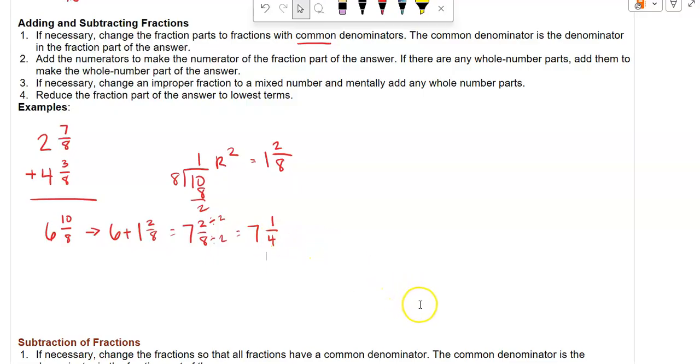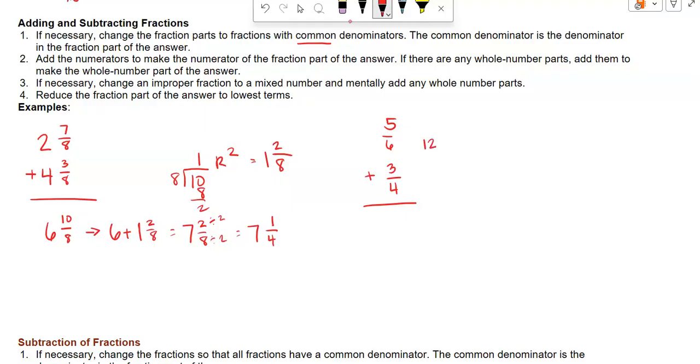Other times we might not have a common denominator. So let's say we have 5/6 and we also have 3/4. If you don't have a common denominator, we're going to have to raise it to higher terms. And so that's still part of step 1 where it says, if necessary, change the fraction parts to fractions with common denominators.